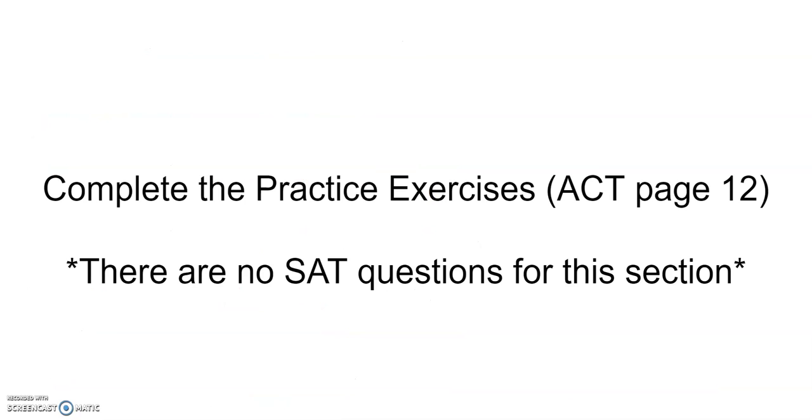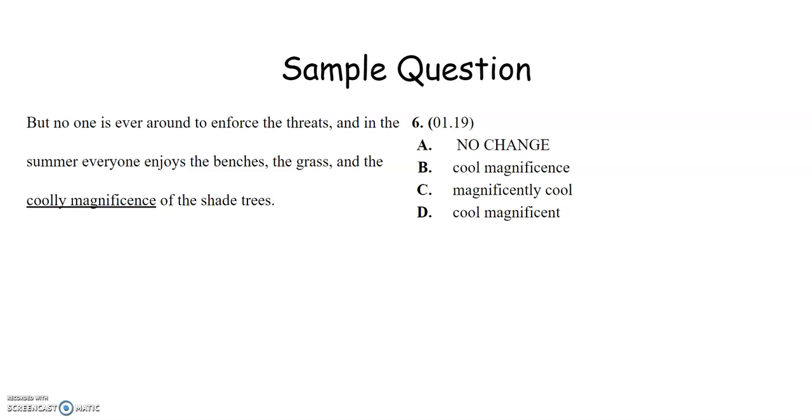Here's some practice you can do if you're following along in the packet. Answers are in the very back. But right now, we are going to go over this sample question together. So go ahead, read through the sentence. And the first thing that we're going to do is ask, what is the descriptor in this underlined portion? In this underlined portion, just between coolly magnificence, our descriptor is coolly.